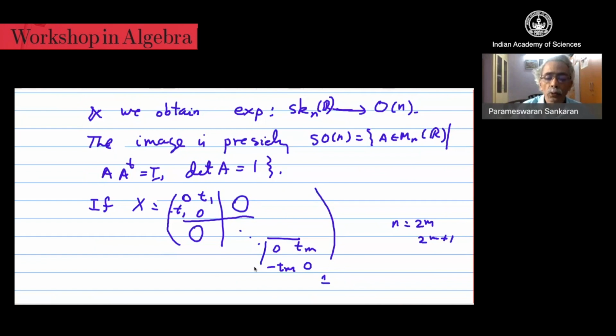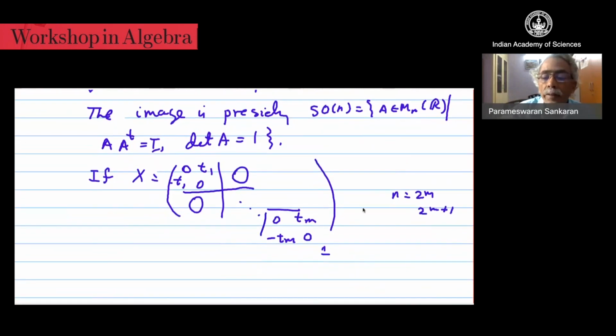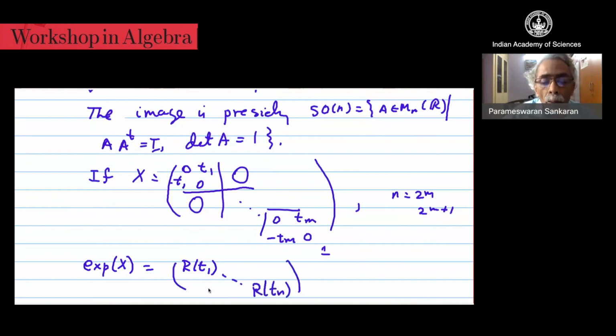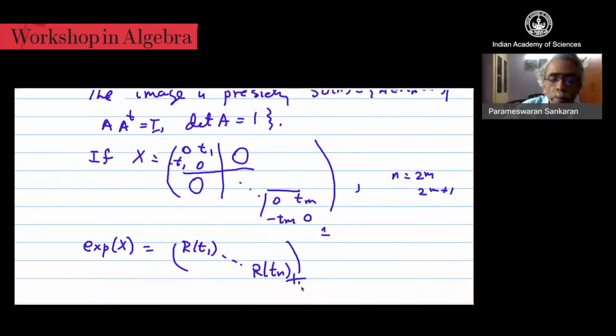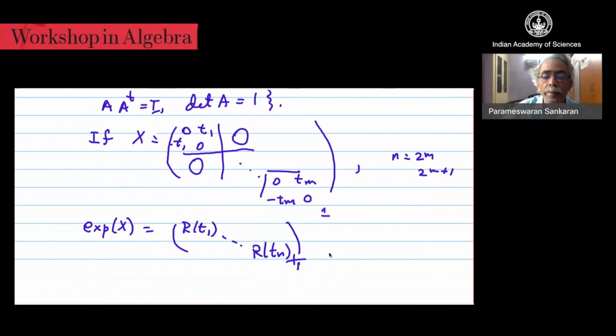Okay. So then you can just check that if this is the case, then the exponential of x becomes a block diagonal matrix with 2 by 2 blocks R theta 1, R t1, up to R tn, and maybe there is a 1 here depending on the parity of n. So one may or may not be present. That depends on the parity. Where Rt is the rotation matrix, Rt equals cos t, sin t, minus sin t, cos t.